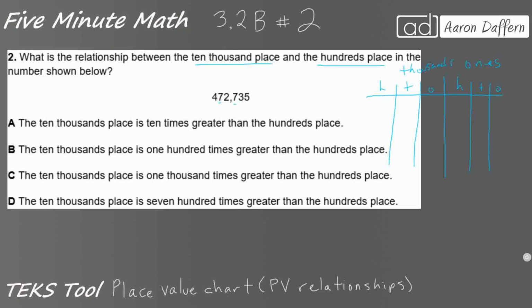So if I'm going to put my number in here, 472,735. And really, I'm looking at that 7 and that 7. So what do we know? Well, they're two spaces apart. Okay, so this is worth 70,000. If I want to put my value right there. And then this one is worth 700. So 707,000. So let's think about this.